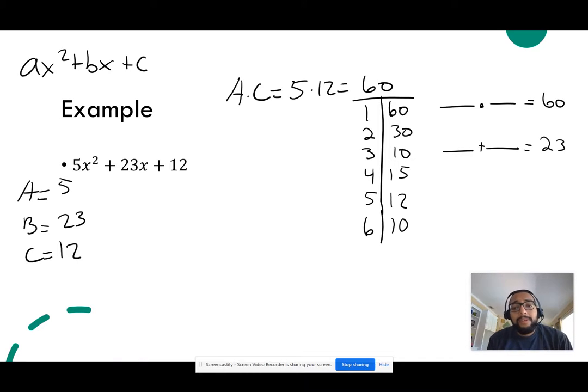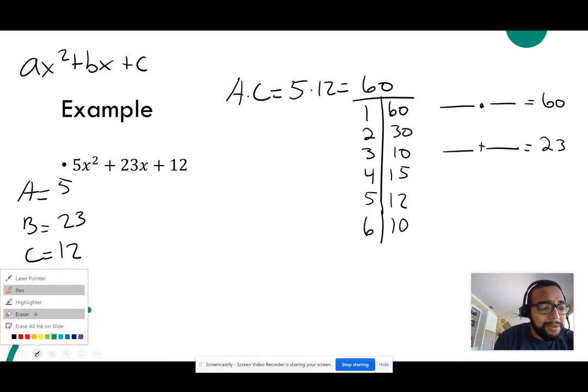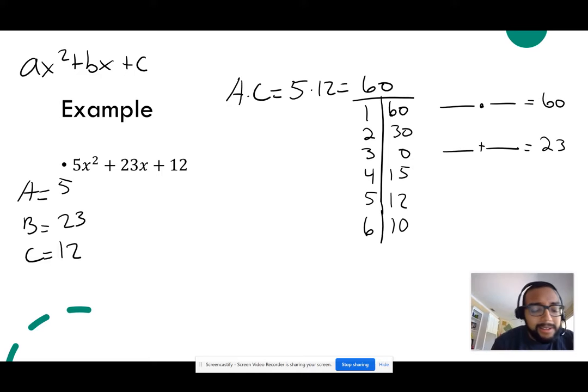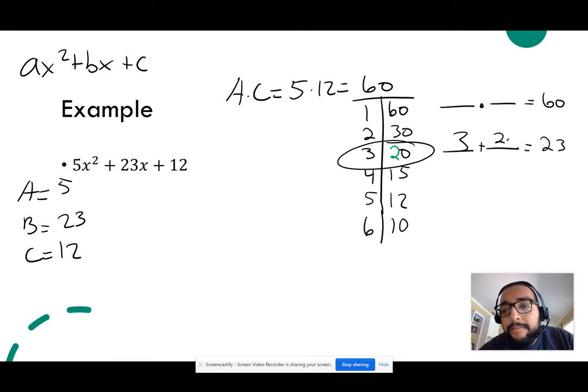Okay, we have 1 and 60, 2 and 30, 3 and 10, 4 and 15, 5 and 12, and 6 and 10. For some reason, I'm not sure why I put 10 there. I was wondering why that didn't work. Okay, there we go. 3 and 20, that works for us in this case. So 3 plus 20 is 23, and 3 times 20 is 60.